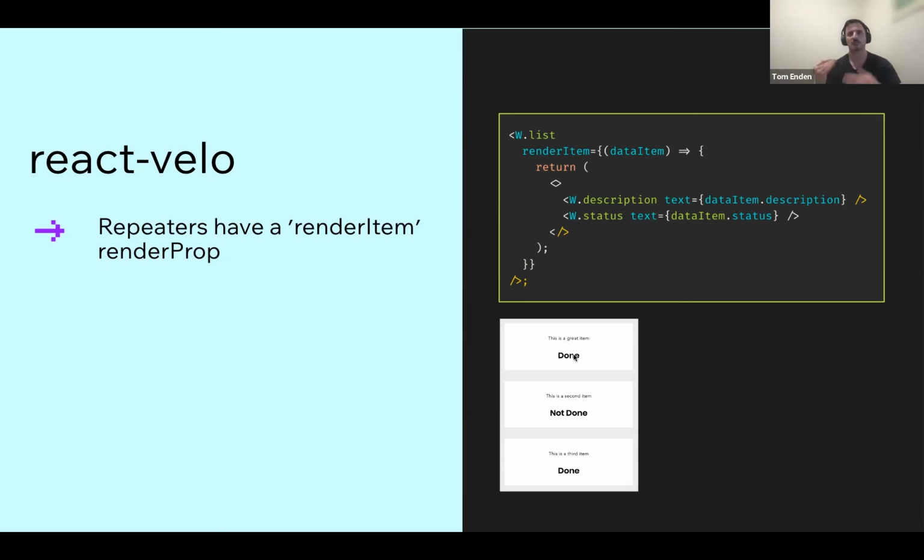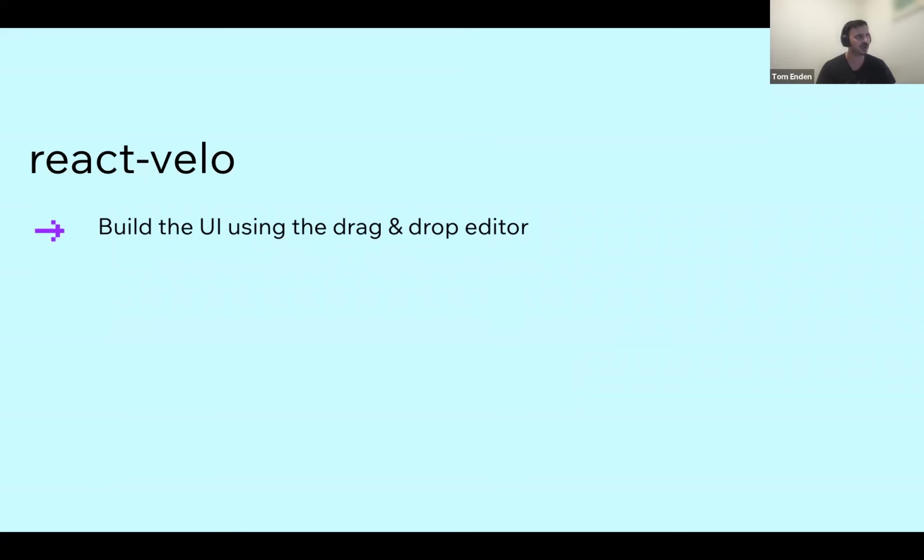So let's sum up how React Velo works, and you also get a chance to play around with it later. In React Velo, you build the UI using the drag and drop editor that we're all used to. You then describe your UI using JSX, which is a syntax that you saw now, very similar to HTML. And then you basically just write normal React code as you would in any React application.